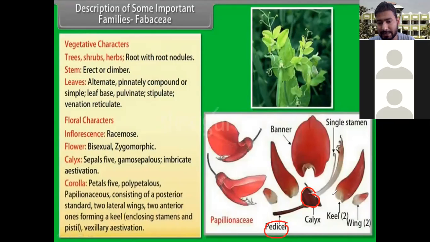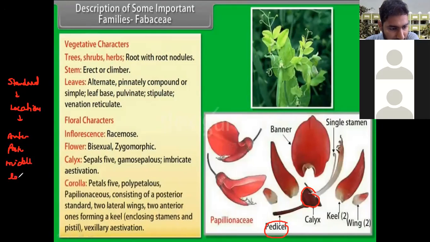And here this is the keel. They have asked a question once: where is the standard located? Can you tell where it is located? Anterior, posterior, middle, lateral? What will be the answer? Posterior. The answer will be posterior. The standard will be posterior.